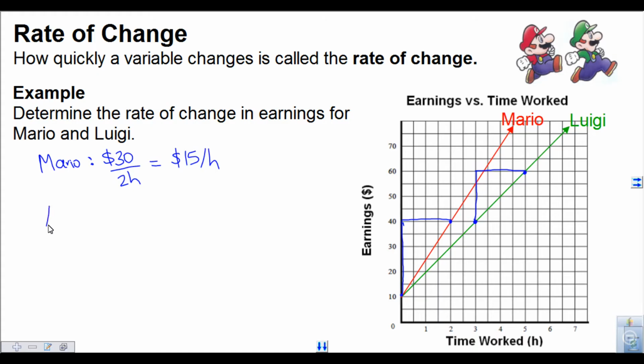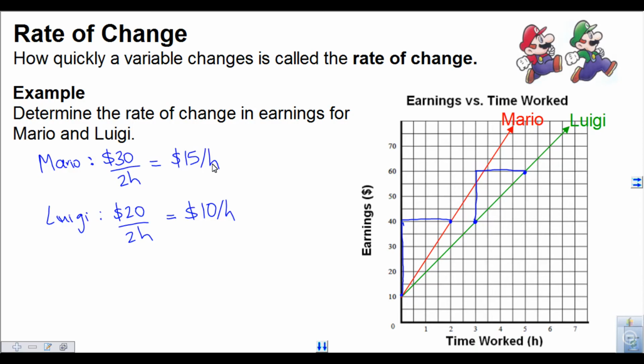So if we look at Luigi, he earned, from 40 to 60, $20 more after working 2 hours. And if you divide those values, you're going to get $10 per hour.